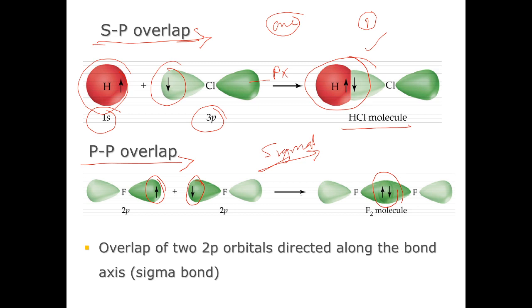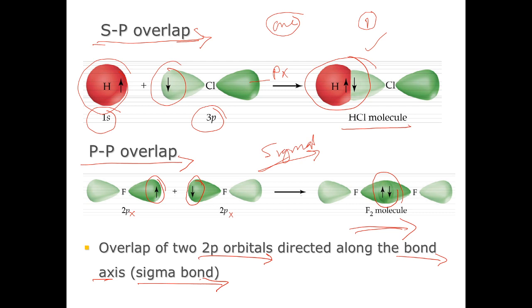And what you should note is that if this is a 2px, this should also be a 2px because they should be in the same axis for them to be able to overlap. So a px can only overlap with a px end to end to give you what you might refer to as a sigma bond. So overlapping of 2p orbitals is directed along the bond axis, meaning it only takes place along the axis. Then what results is a sigma bond.